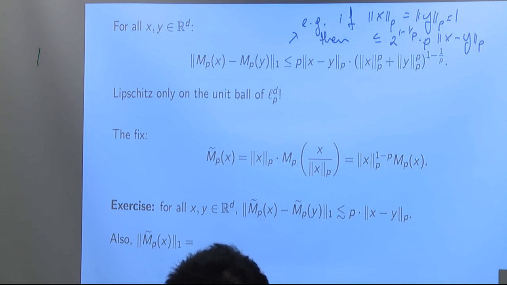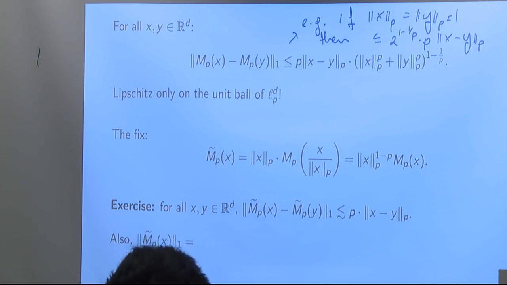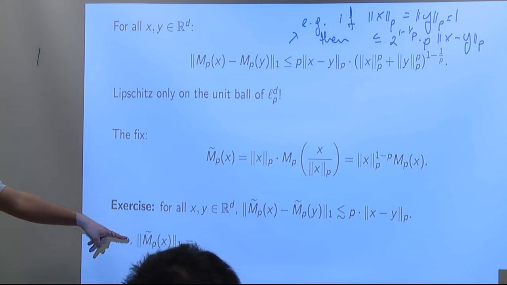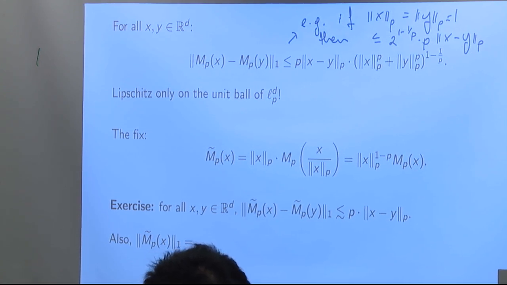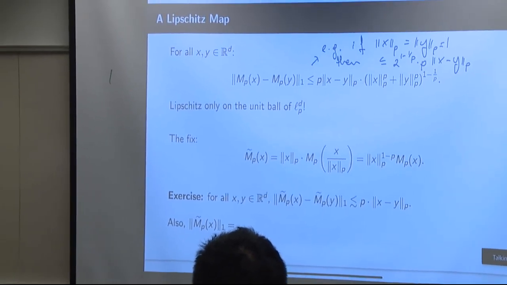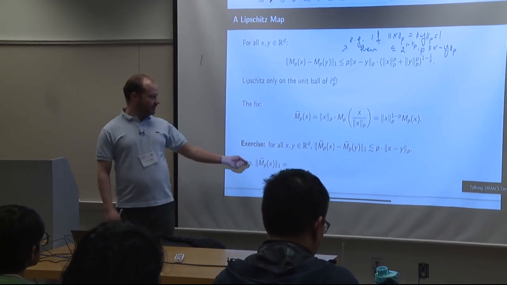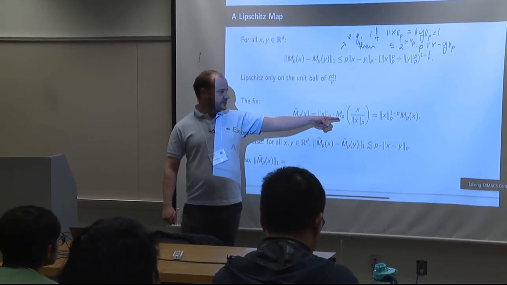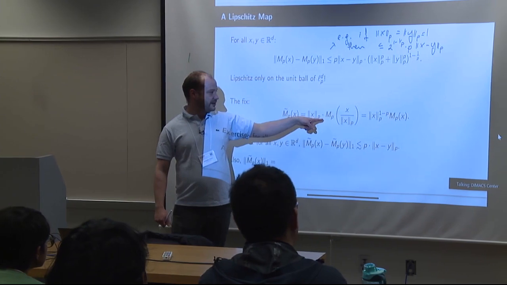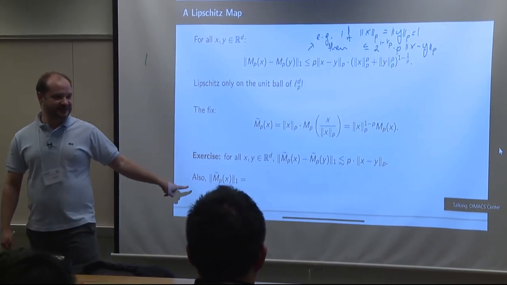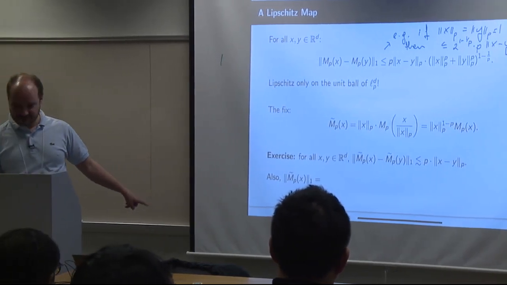By the way, what can we say now, it should be obvious, if I apply this new function to some x, what is the L1 norm of that, in terms of the LP norm of x? Make sure we understand. So again, what did I do? I took x, I scaled it so that its LP norm is 1, applied the Mazur map, and then I multiplied by the LP norm of x. So the L1 norm of this is just the LP norm of x.